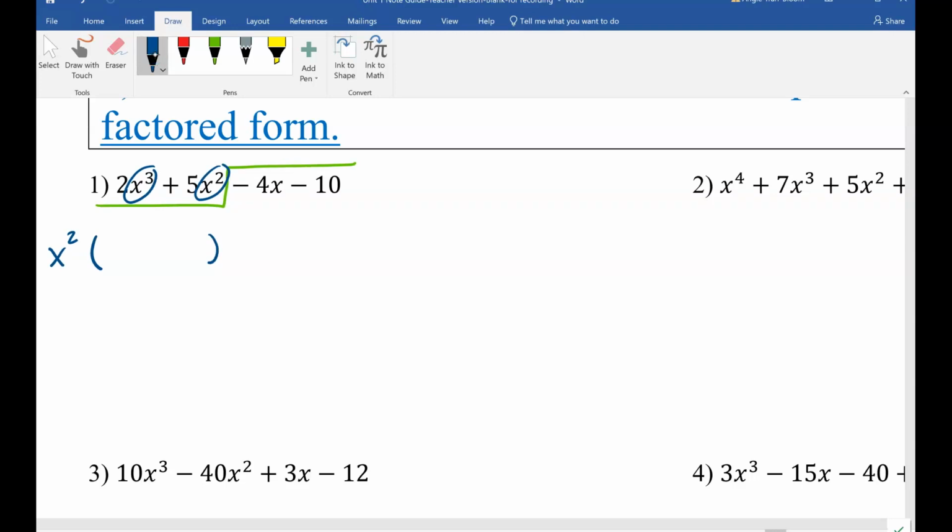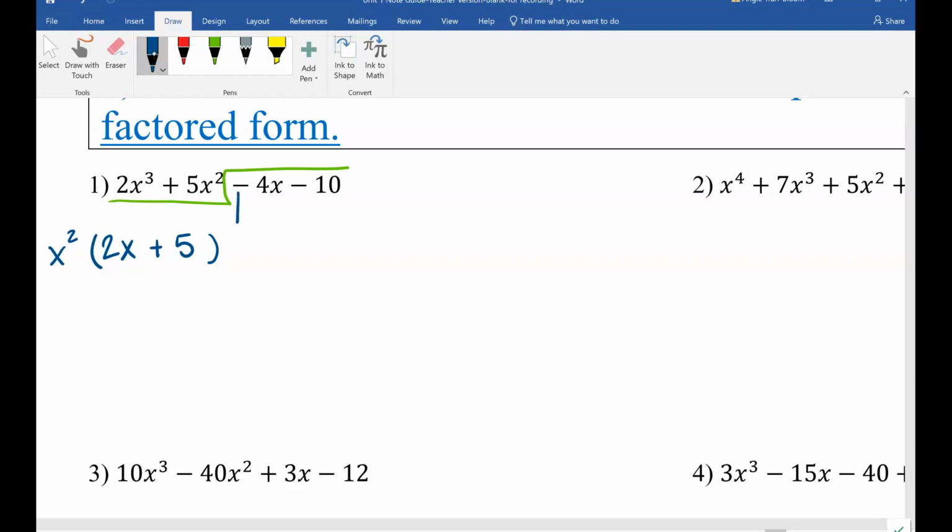Once you factor out x squared, class, you can technically do this on your own, okay? But I'm going to stop doing that. If you still need to do that, please continue to do that on your own. Then I'm going to go: 2x to the third divided by x squared is now 2x. 5x squared divided by x squared is now going to be 5.